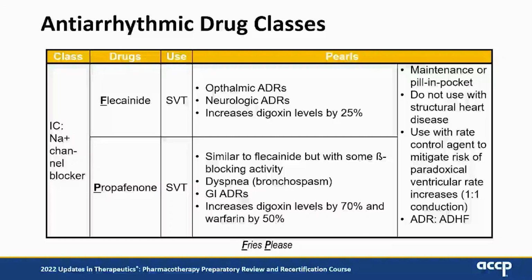Propafenone is similar to flecainide. It does actually have some beta blocking abilities as well, and so because of that, we can see more dyspnea and bronchospasm with it. We also see more GI side effects, and we see more significant drug interactions with digoxin, as well as some warfarin drug interactions. So we may need to dose reduce those agents if they're used at the same time.